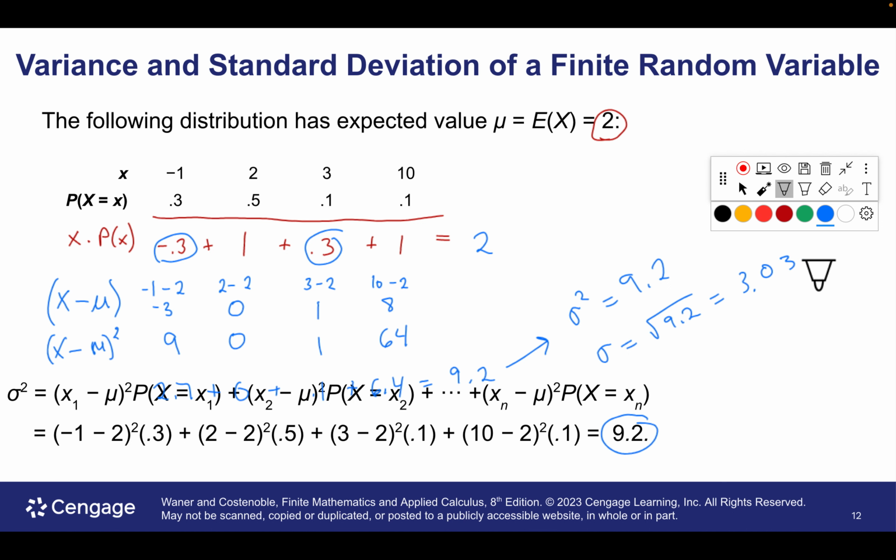I know the square root of 9 is 3. Okay, and that's our standard deviation. So what this is telling us is the expected value of our random variable is 2 with a standard deviation of 3. So that means we could be 3 above to 3 below.